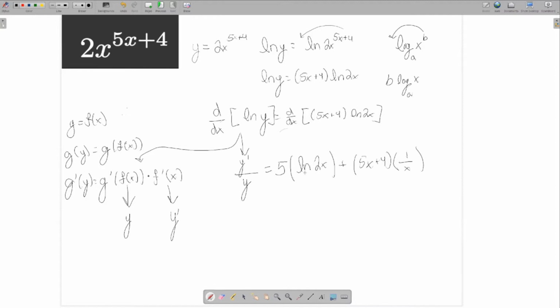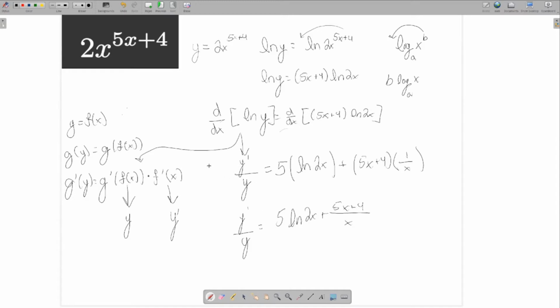So now we're reaching the home stretch. We can just solve this out. y prime over y equals 5 natural log of 2x plus (5x plus 4) over x. Not much simplifying to do, right?